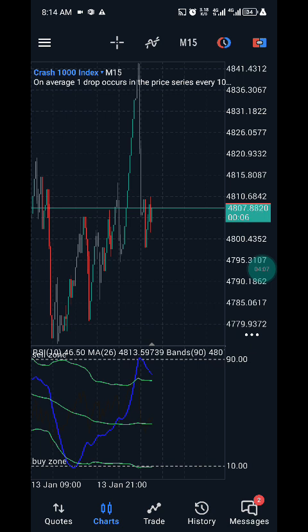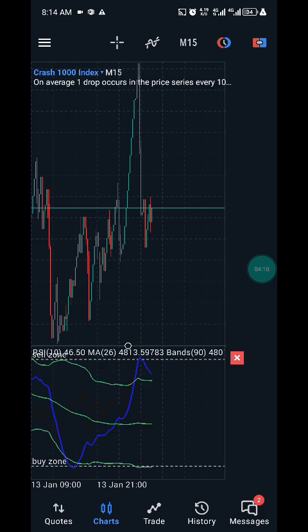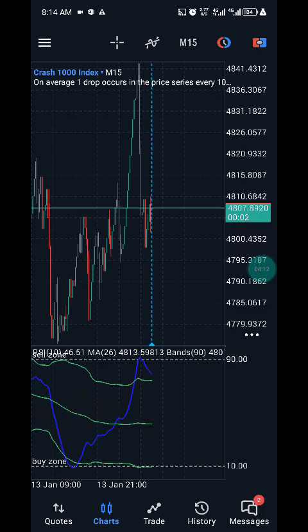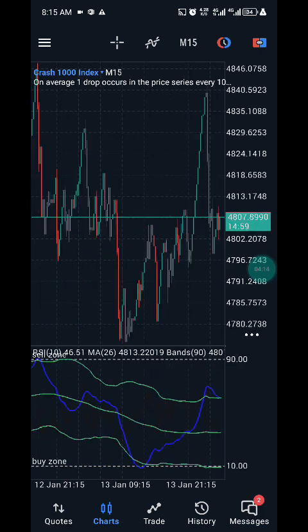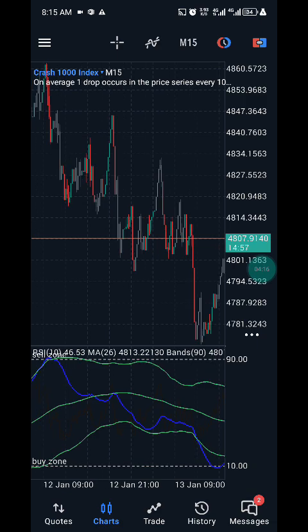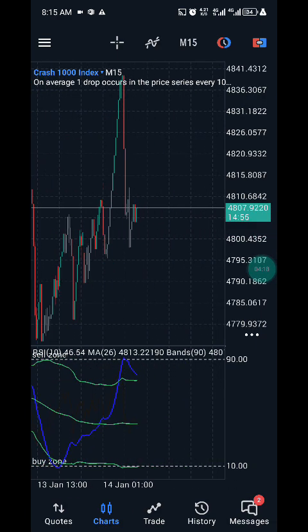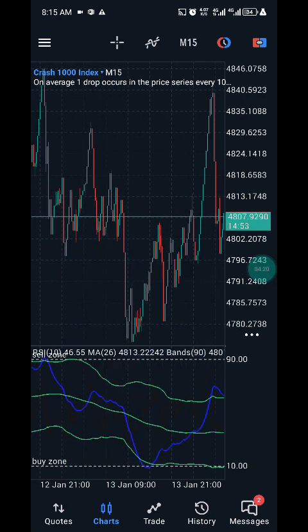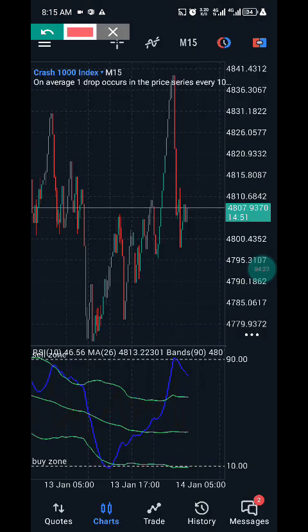You can see. Let me move closer. Let me adjust the screen so that you can see. I move it from the beginning. Let's move it to the end. You can see it sits on it. So that means this particular zone is accurate. So if you trade at this particular zone now, you have the probability of catching your trade successfully.